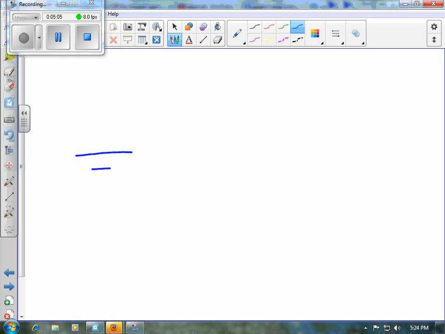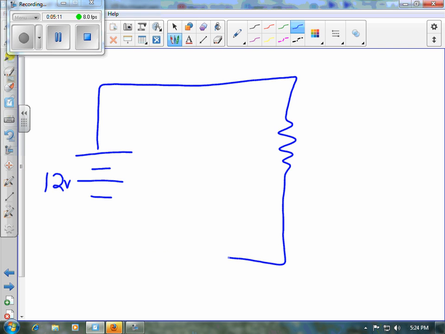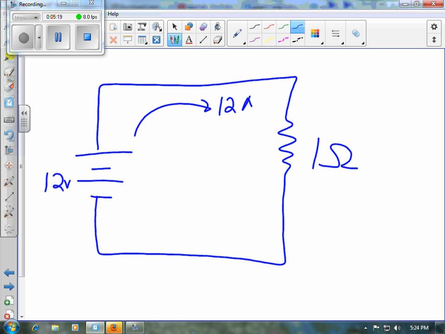Okay, so let's bring up one more concept, and then we're going to stop. Here's our electrical circuit. Here's our resistance, and let's say this is a 1 ohm resistor. So the current is going to be 12 amps in that wire. Okay? We want to know how much power is being dissipated in the resistor.